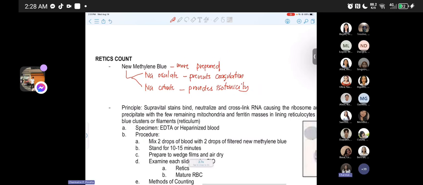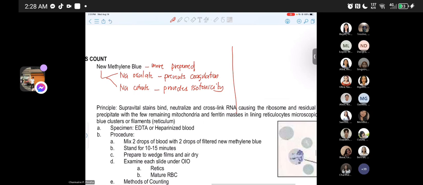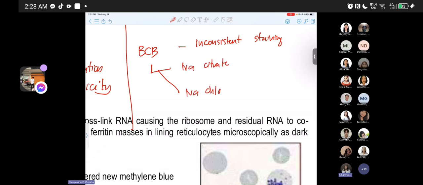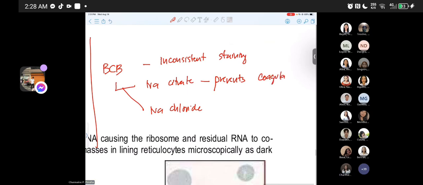Next, ano yung isang stain na ginagamit? We have BCB, Brilliant Cresyl Blue. Si Brilliant Cresyl Blue, hindi na siya masyadong ginagamit kasi inconsistent ang staining result. Si BCB, meron din siyang sodium citrate and sodium chloride. Si sodium citrate, it prevents coagulation. Si sodium chloride provides isotonicity.